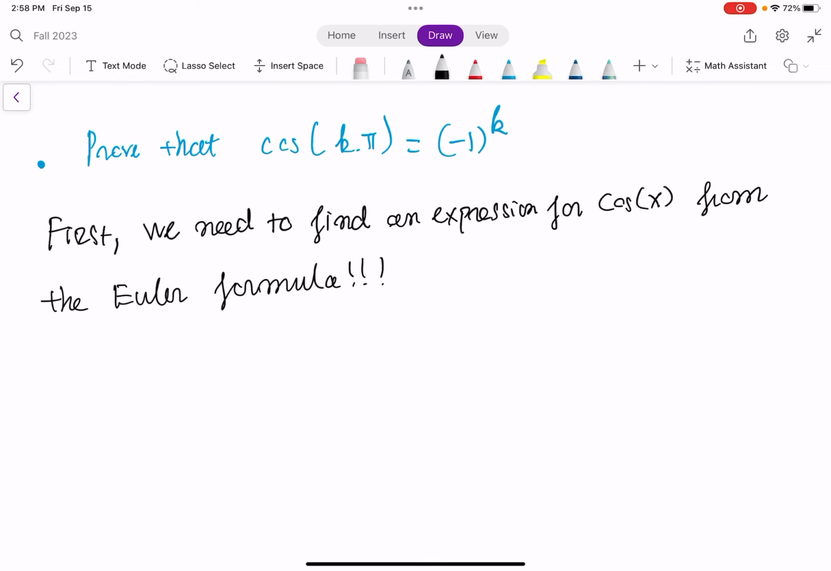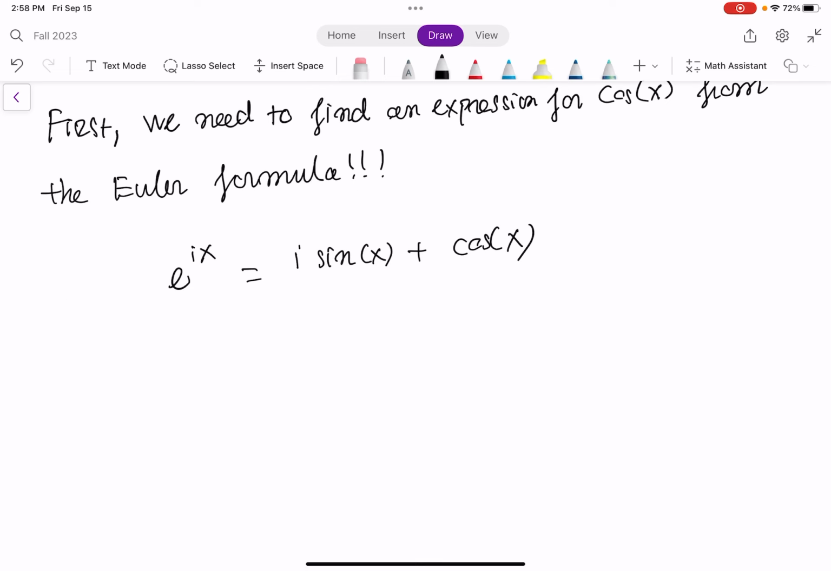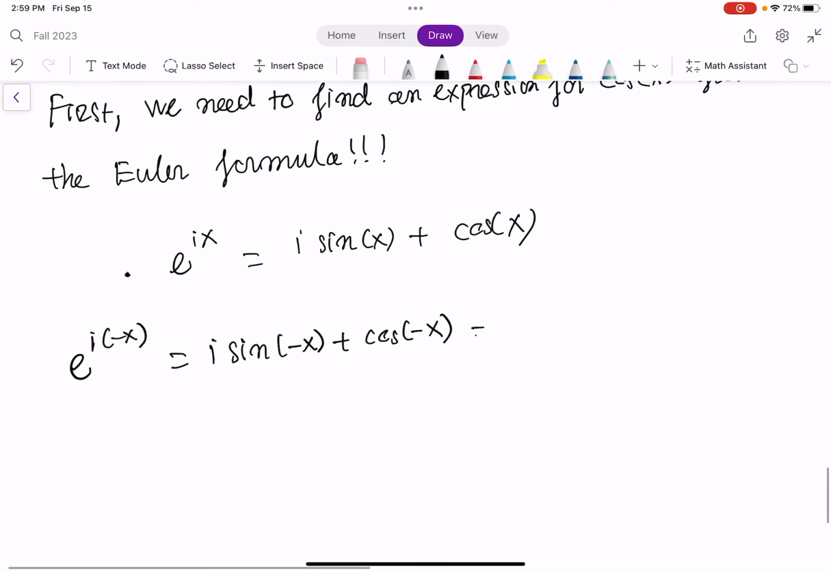The Euler formula says e to the power of ix equals i times sine of x plus cosine of x. Excellent. Now here's the insane part that you can do to get cosine of x. This is where you start, right? Now you compute e to the power i times negative x. What does it equal to? It equals i times sine of negative x plus cosine of negative x. And what does that equal to again? It also equals negative i sine of x plus cosine of x.